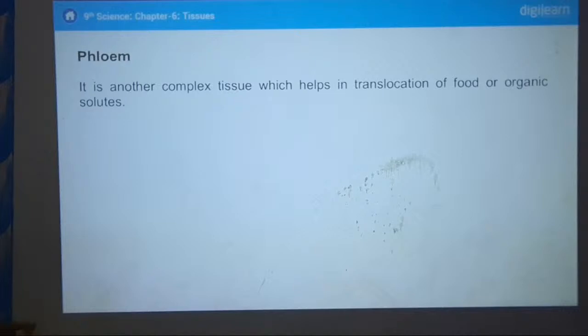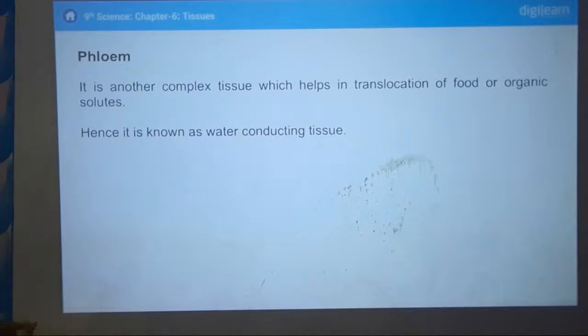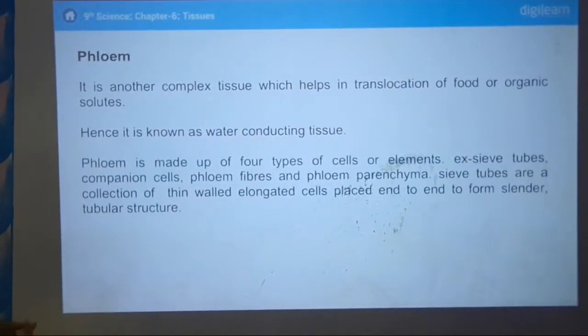Phloem. It is another complex tissue which helps in transportation of food or organic solutes. Hence, it is known as food-conducting tissue. Phloem is made up of 4 types of cells or elements. Example, sieve tubes, companion cells, phloem fibers, and phloem parenchyma.